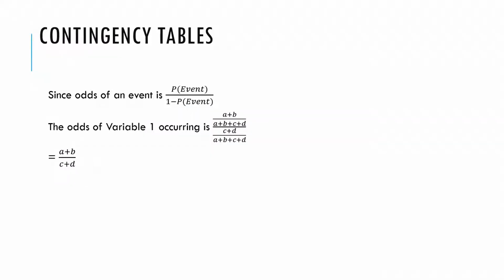From the contingency table, the odds of variable 1 occurring is A plus B divided by C plus D. Since we know that the odds of an event is the probability of the event divided by 1 minus the probability of the event, in the formula above, A plus B plus C plus D, the denominator in the upper part, is divided by the denominator of the lower part of the fraction, which is also A plus B plus C plus D.